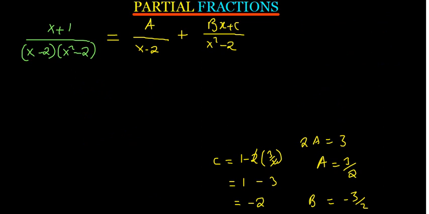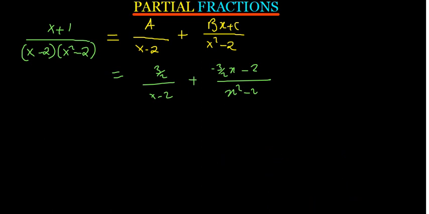So such easy, and so we'll just get to substitute. We have found a as 3 over 2 divided by x minus 2, and then plus, we have found b as negative 3 over 2x. We have found c as negative 2 over x squared minus 2. So I can just express this well. C is going to give us 3.